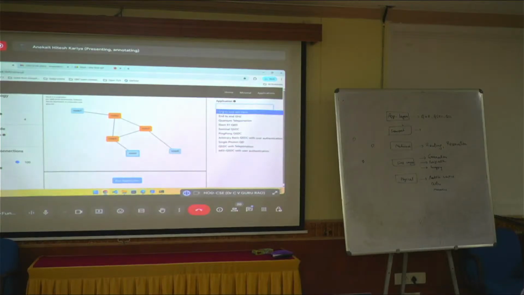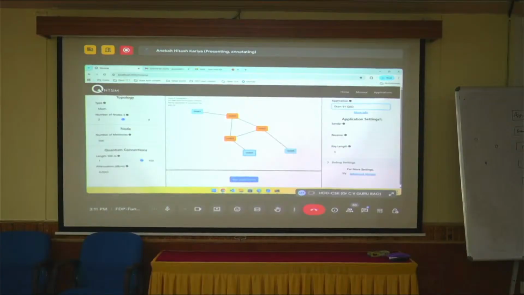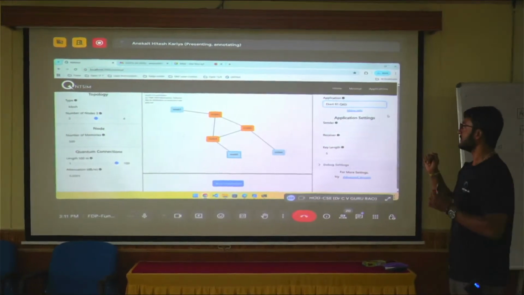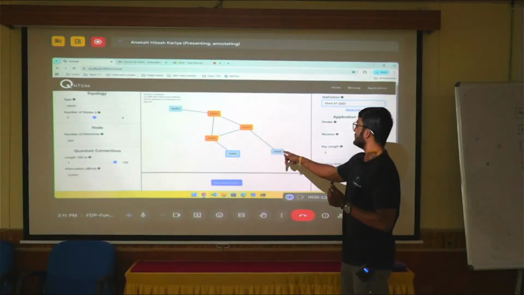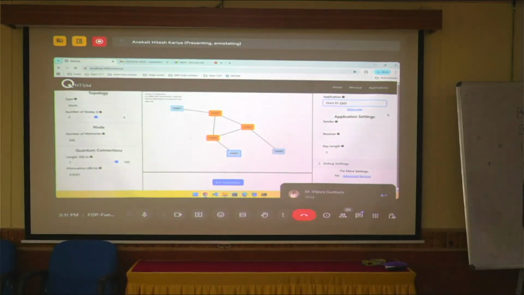So let's choose an application which is, let's say, E91 QKD. So we looked into 2 applications, right? BB84 and E91 QKD. So we'll try to distribute keys between node 1 and node 6 via simulation. And when I execute it, everything will go on in the background, you will not see it. That's why I've explained it. What is going on in the background? You will see just it's loading.